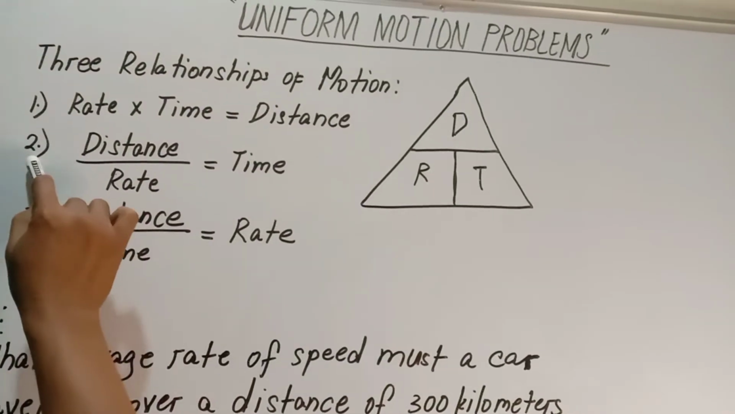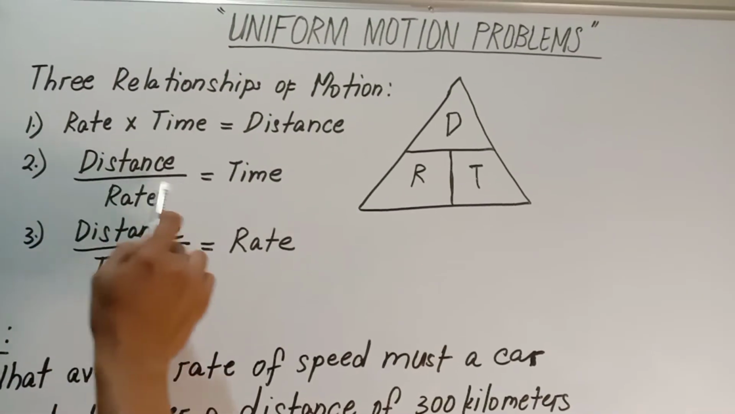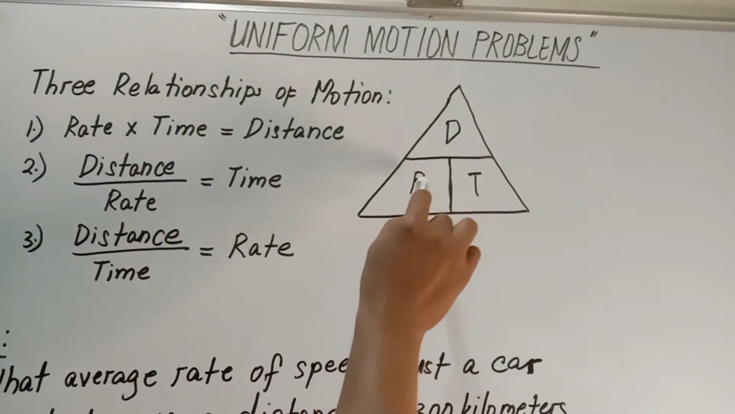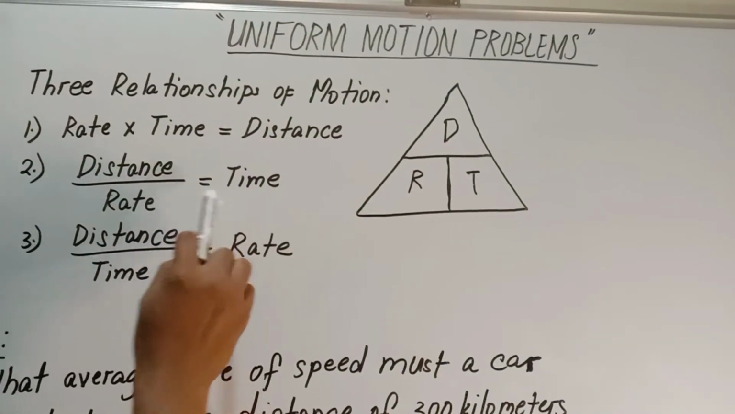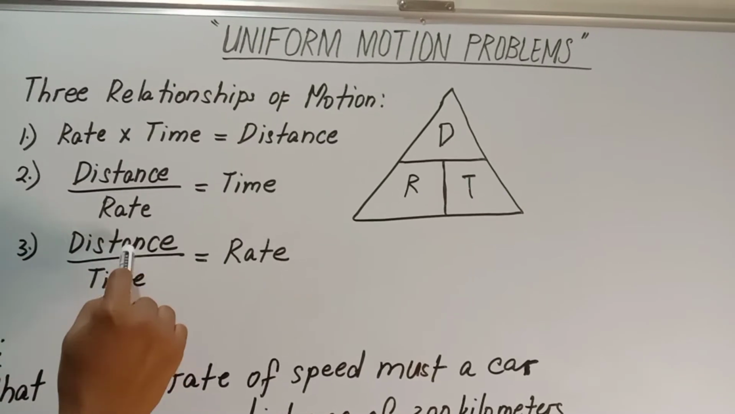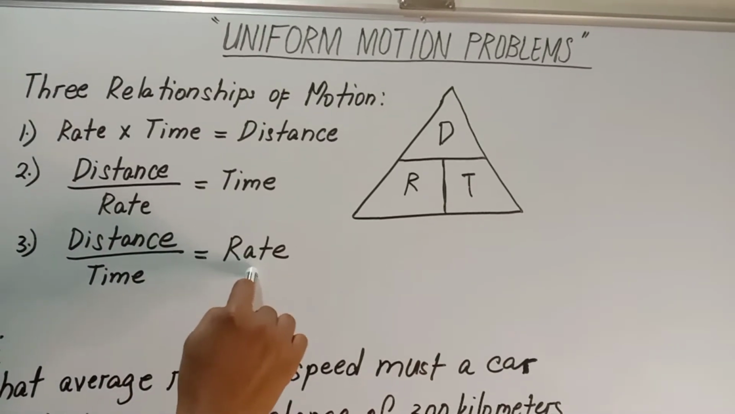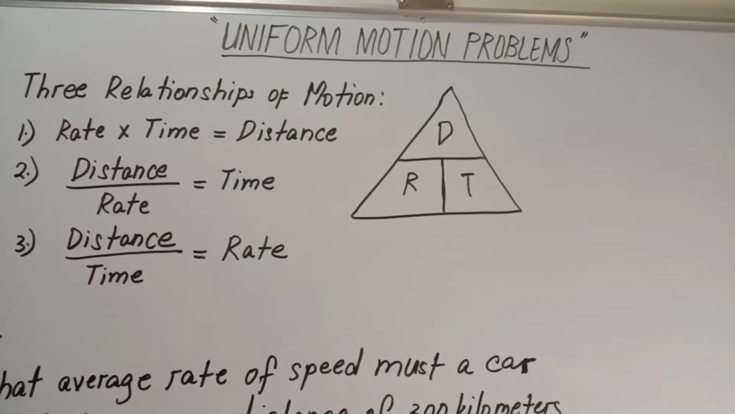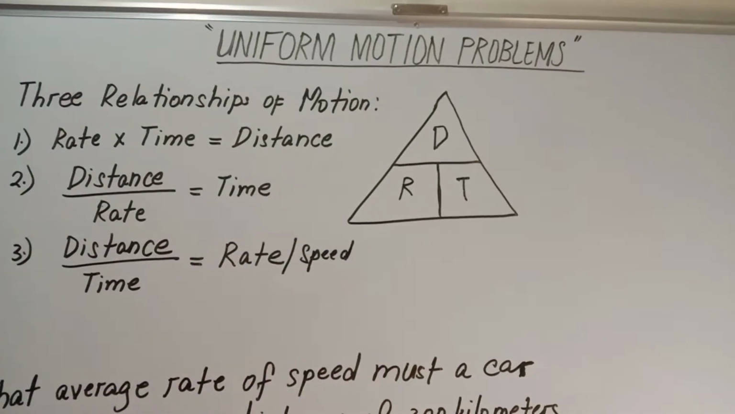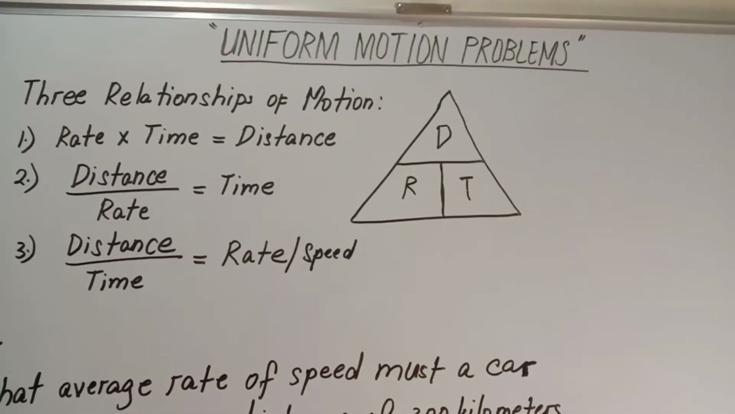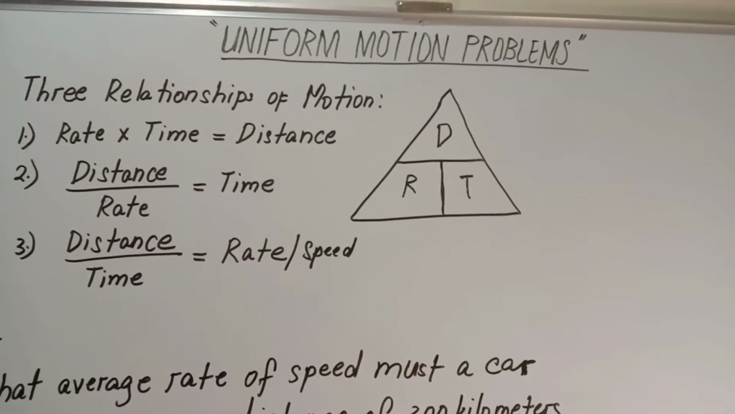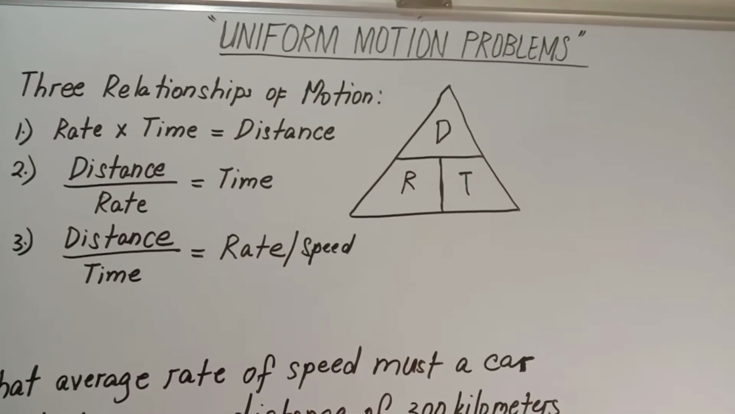Now for the second relationship, distance over rate is equal to time. And the third relationship of motion is distance over time is equal to rate or speed. To understand further these three relationships of motion, we will apply these formulas to some word problems regarding motion.